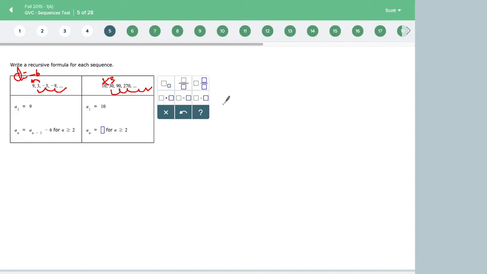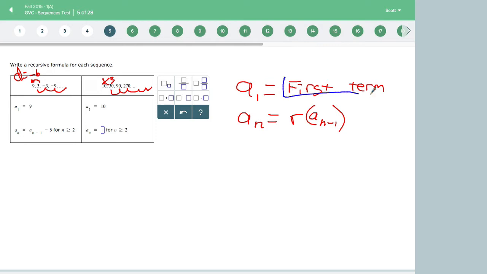recursive formula for geometric is a sub 1 equals, and then this is the first term, and that's the same for all of them. Then we have a sub n equals the ratio times the a sub n minus 1. For a minute I thought I was on the wrong one. I'm not. The parts we need to change are just this part and this part. Everything else stays exactly the same.